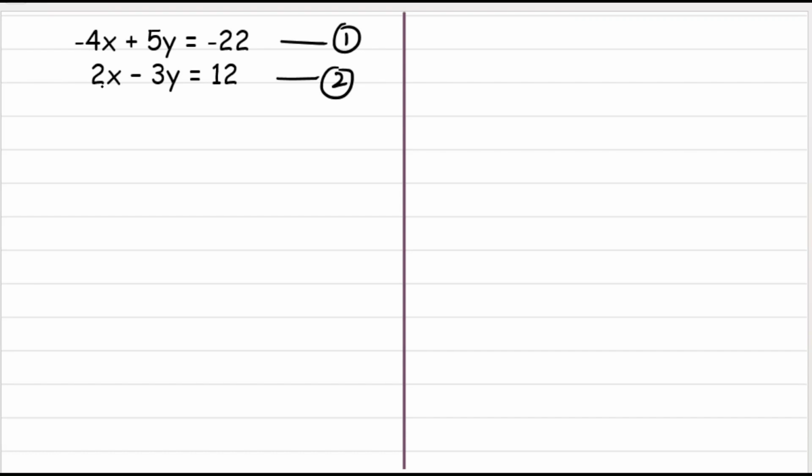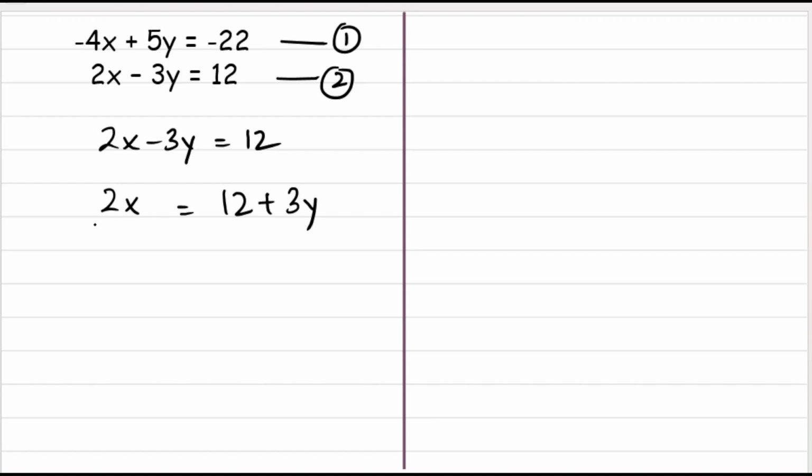So if I take the second equation, 2x minus 3y equals 12, and I want to find the value of this 2x, I will put this 2x here equals 12. This minus will go there with the sign plus. So plus 3y.